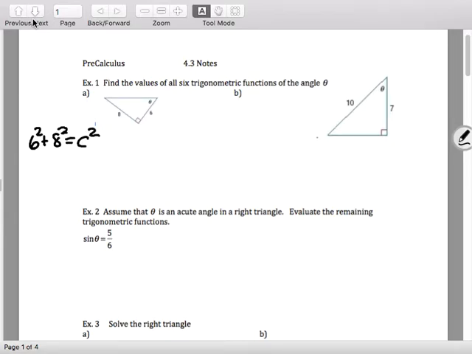So again, this is review, and I'm going to move rather quickly today. If you need to, watch the video again and pause where you need to. So what is the missing side? 10. So then it says find the 6 values. All fractions must be reduced to get full credit on quizzes or tests.